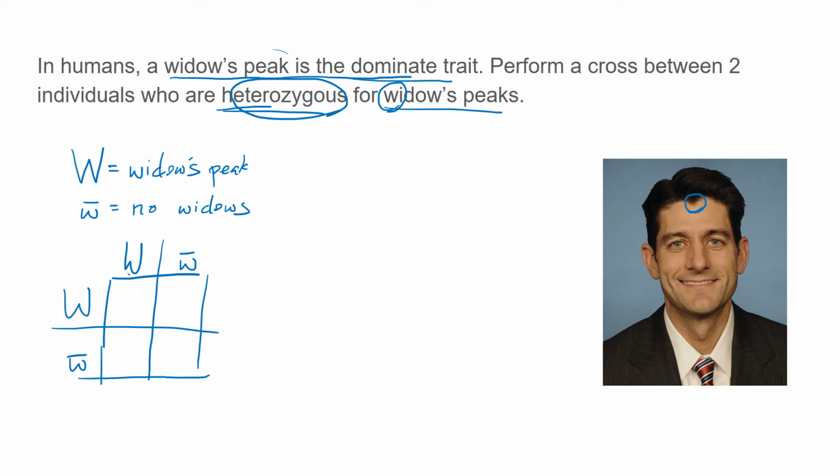And then to fill it in, this is what I'm going to do, right? This box will have big W, big W. This box will have big W, little w, and then little w, little w, right?